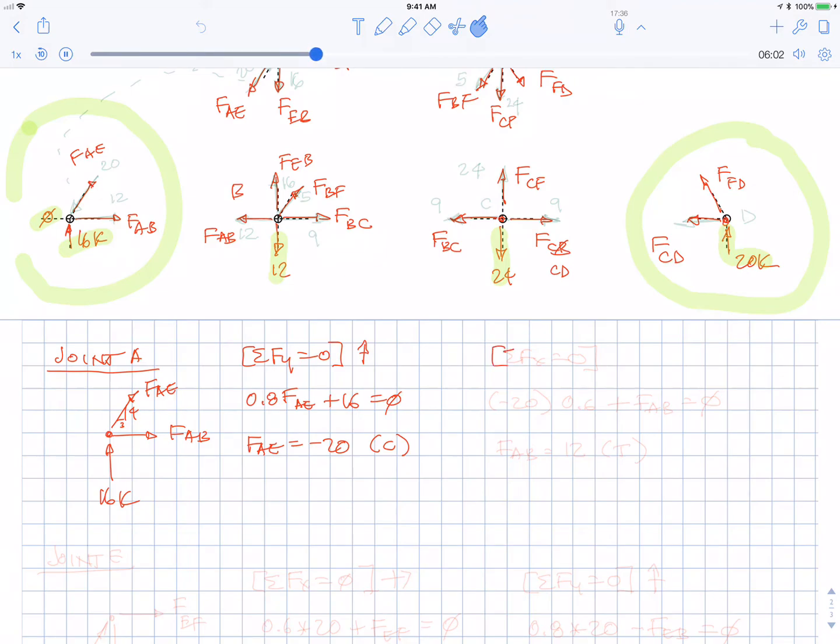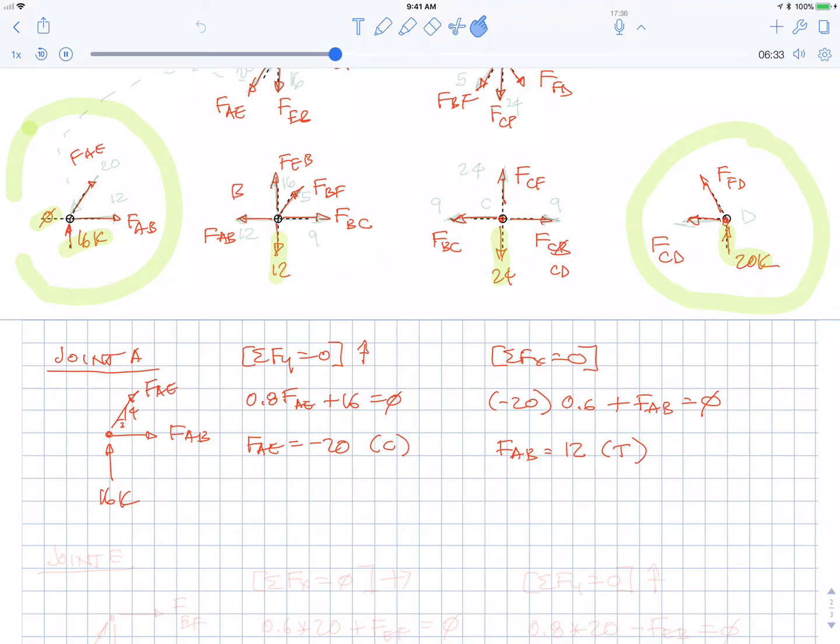Now let's do sum Fx equals 0. We have FAE is now minus 20. The x component is 3/5 or 0.6 plus FAB equals 0, and that means FAB is 12, and it's positive, so in tension.